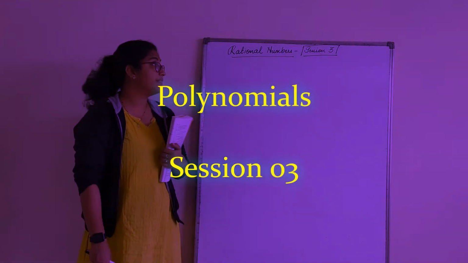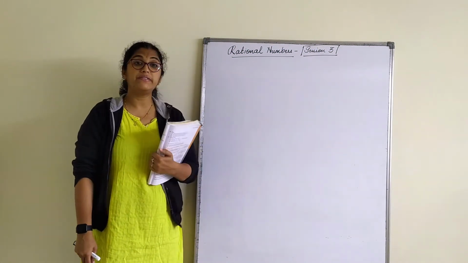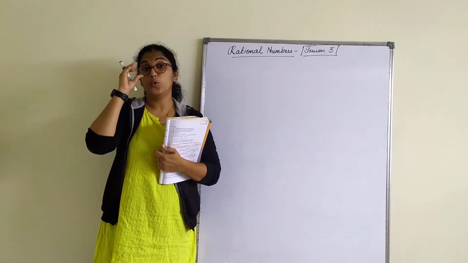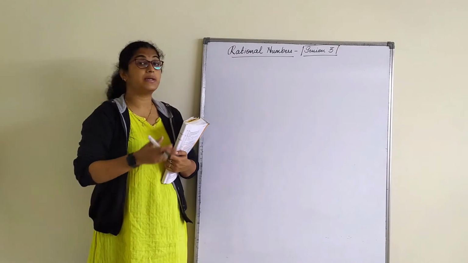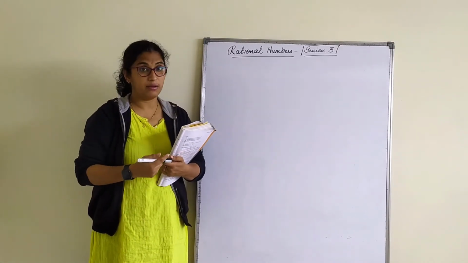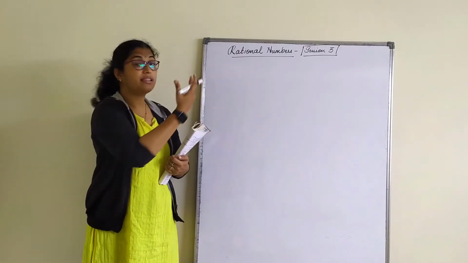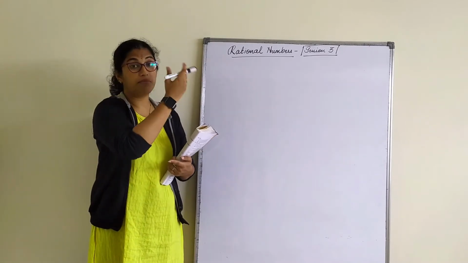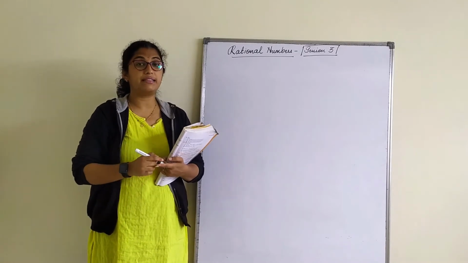Good morning. We will start session 3 on the chapter Rational Numbers. In the previous session, we completed the properties of rational numbers. We understood the commutative property and associative property with respect to rational numbers, whole numbers, integers and natural numbers. I had given you all homework to check the closure property under rational numbers, whole numbers, integers and natural numbers. Hope you all have done that.